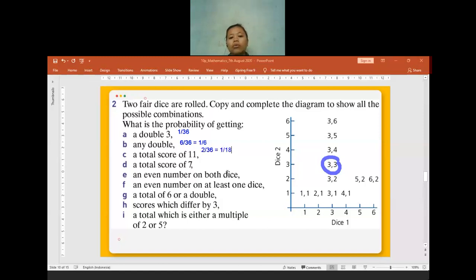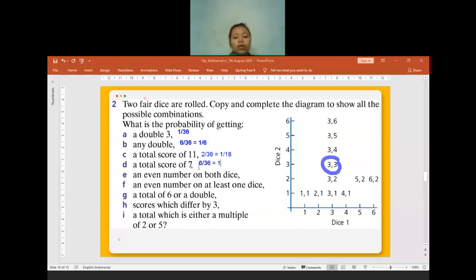Is there anyone who is still confused? No confusion? Okay, if no confusion, let us move to question D. A total score of 7. 6. Can you tell me what they are if you say it is 6? 1,6, 2,5, 3,4, 4,3, 5,2, 6,1.